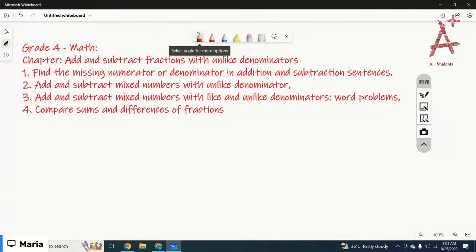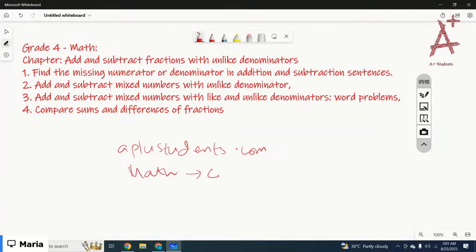So you can find all the lessons on aplusstudents.com. You have to log in there using your email address, and the password is provided by the administrator. Then you have to select math from the subject tab. Scroll down to grade 4 and then click on view all lessons. So there you can find a list of the chapters.